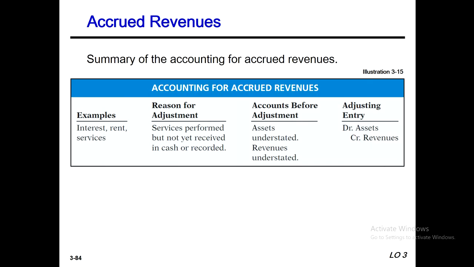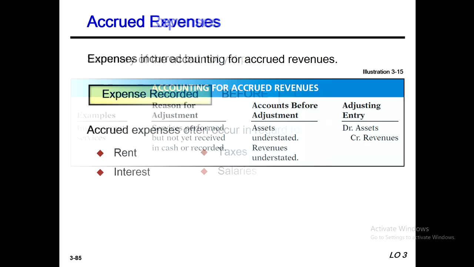Okay, now accrued revenue, summary of accounting for accrued revenue. Accrued revenues mean, for example, rent, interest and services, etc. The reason for adjustment is that service was performed but not yet received in cash or recorded. So now we need to record this transaction. Accounts before adjustment: assets understated, so now assets will be debit; revenue understated, so now revenue will be credit. Okay, I think everybody is clear.